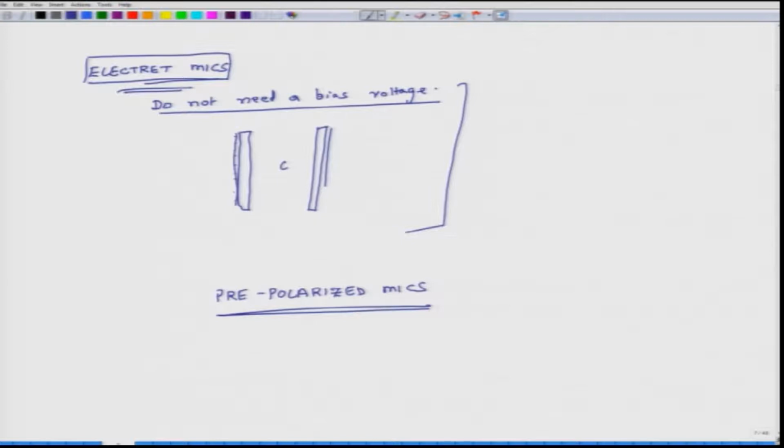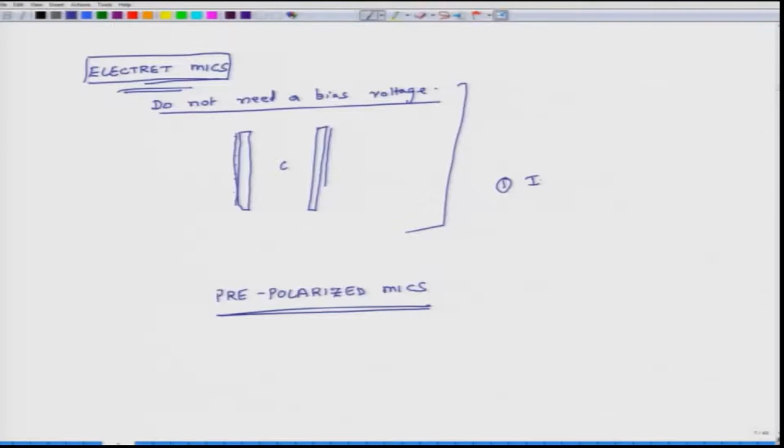So, you can start using them directly, and of course, you have to amplify signals and so on and so forth, but an advantage of these types of microphones is that they are immune to humidity.